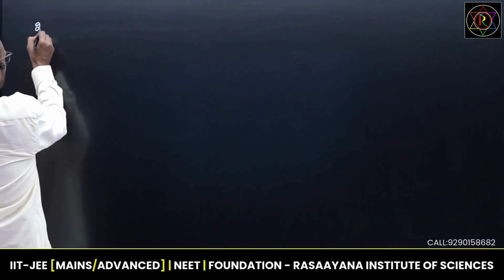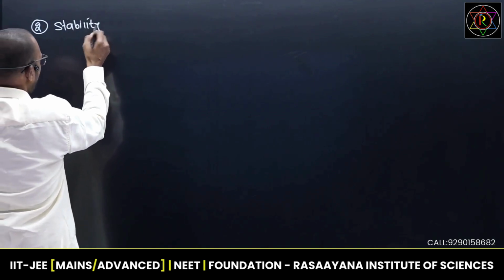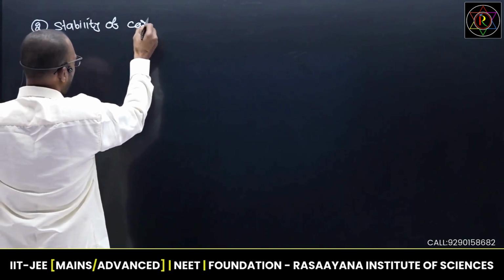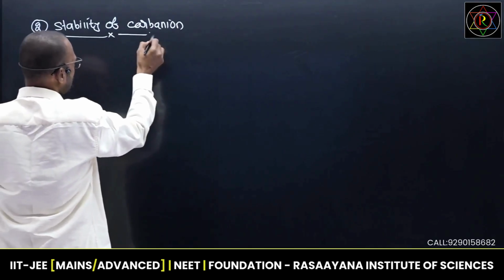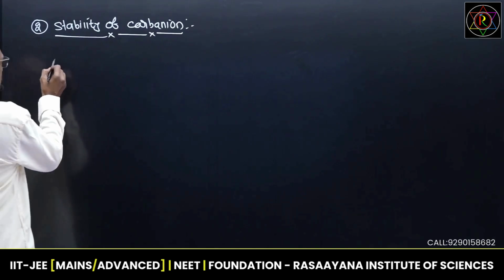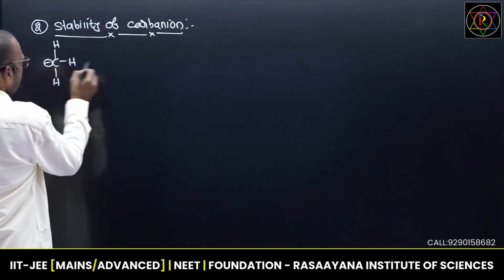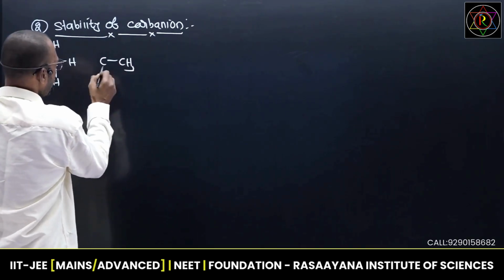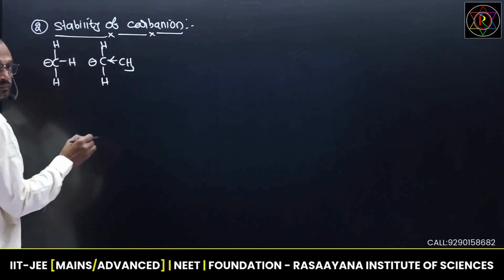So it can also explain the stability of carbanion. Stability of carbanion. So what is carbanion? Carbon bearing negative charge is called carbanion. Carbanion is nothing but carbon having excess electron density already. Already this carbon has more electron density. Now I am substituting an electron releasing group here.